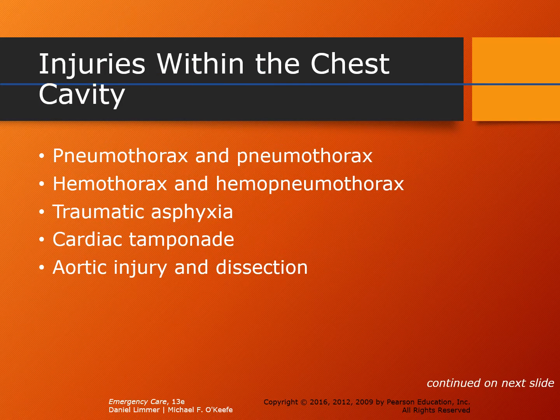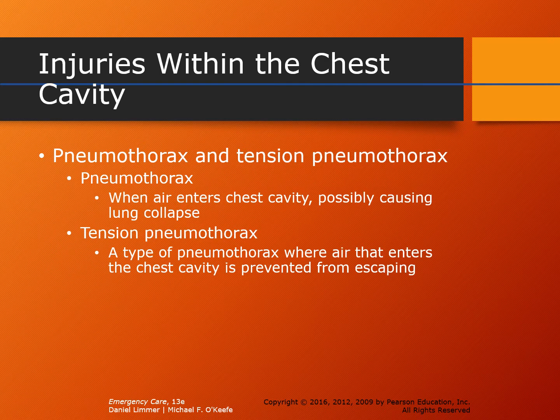All right, we're finally at the point where we're going to start talking about those big fancy injuries that you hear about. We're going to talk about the following: pneumothoraxes, hemothoraxes, hemopneumothoraxes, traumatic asphyxia, cardiac tamponade, and aortic injuries and dissection. It'll be a little bit different than the information that you've already received in my class, but if you're not in my class, we'll be talking specifically about aortic injury outside of and including the abdominal aortic aneurysm, or AAA. So let's start with pneumothoraxes and tension pneumothoraxes.